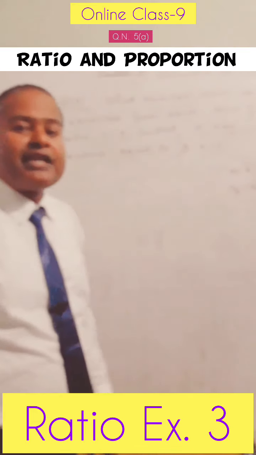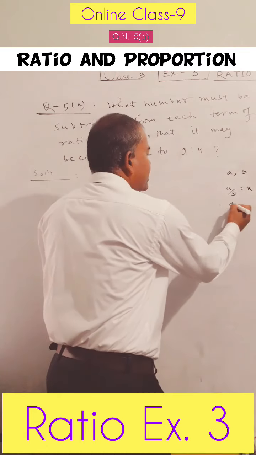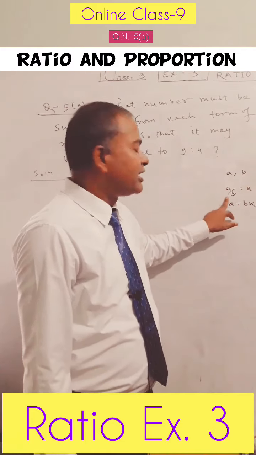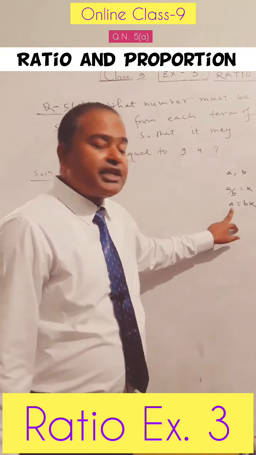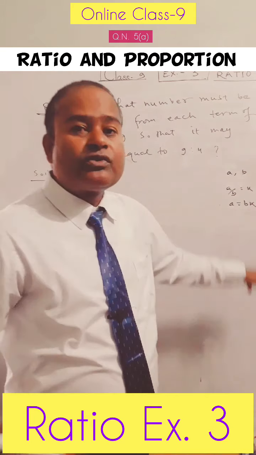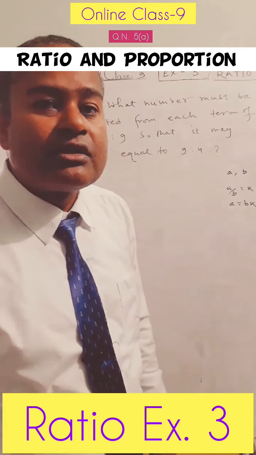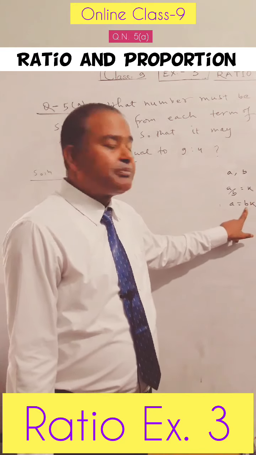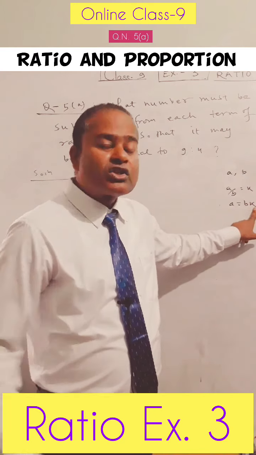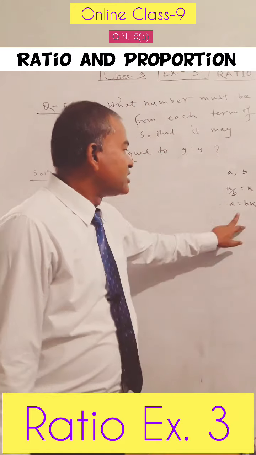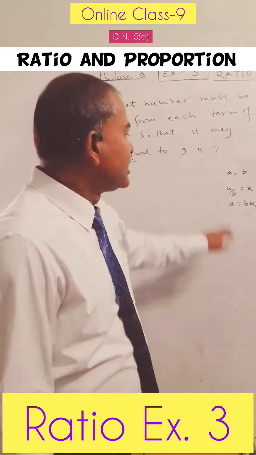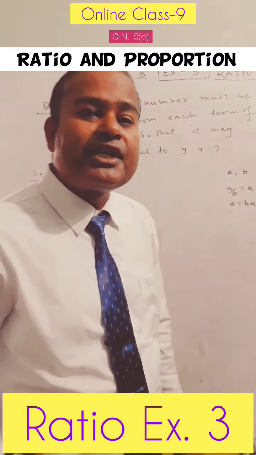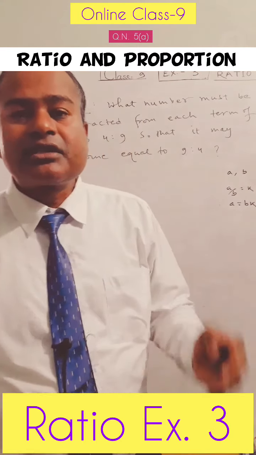If we suppose A by B is equal to K, then we can write A is equal to BK. That means if we compare two quantities A and B in the form of A by B, then one quantity can be expressed as a multiple of the other quantity. So this type of comparison is called ratio. A is equal to K times B, that means the first quantity is a certain number of times the second quantity. The process of comparing two quantities in the form of A by B tells us how many times one quantity is of the other quantity. So this is called ratio.